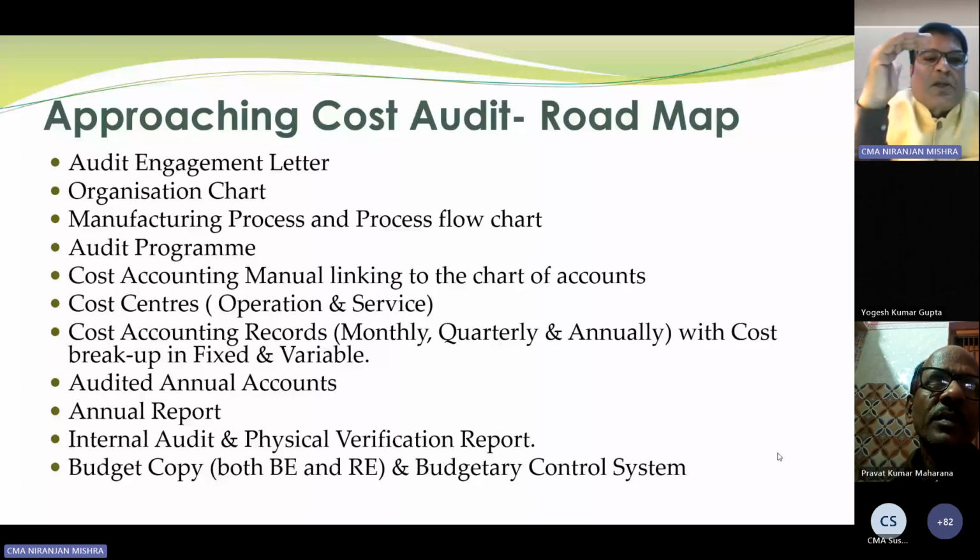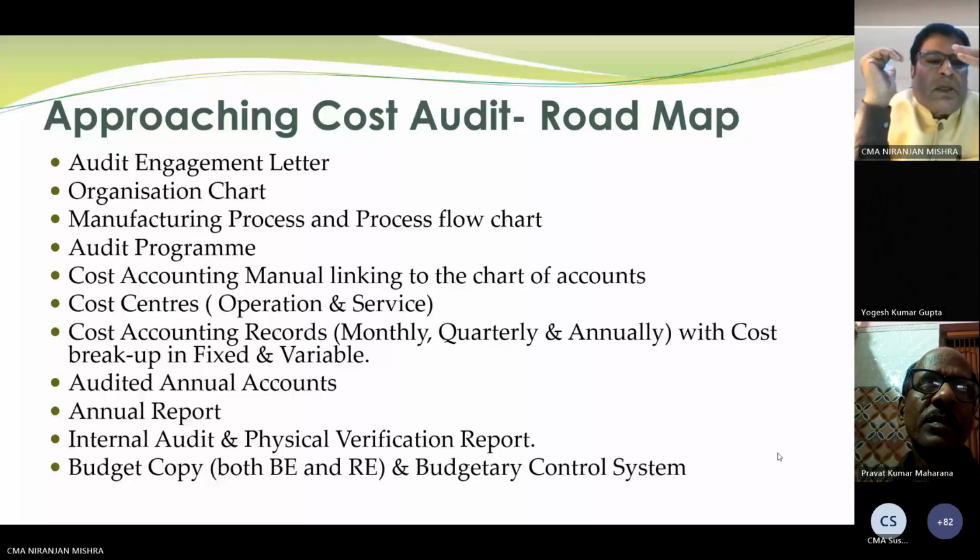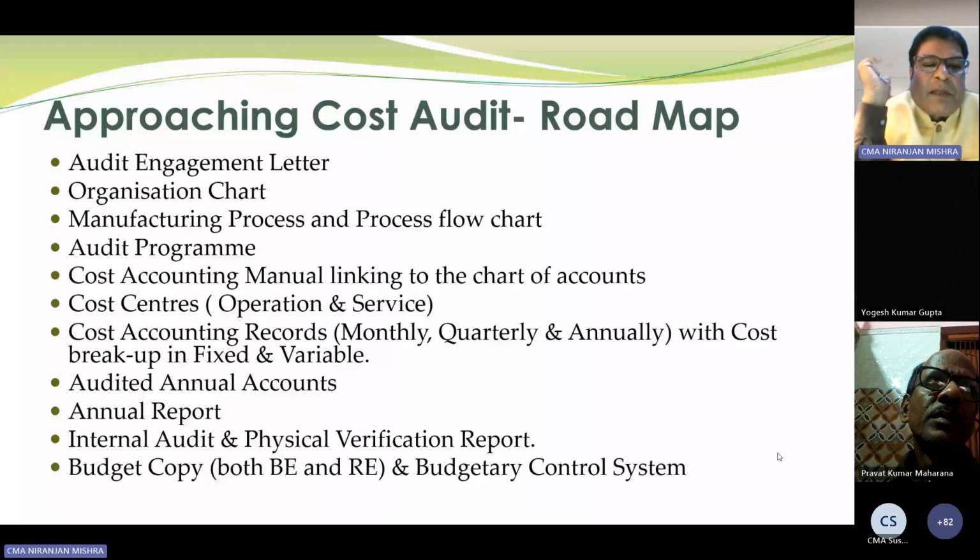And then cost centers we have discussed. What are the operational cost centers and service cost centers? Then come to the cost account records, the frequency of maintenance of cost records, and the breakup of the cost into fixed and variable, audit and annual accounts, annual report, internal audit and fiscal verification report, budget copy. So these are the things we have to first of all see, then we go for the audit.